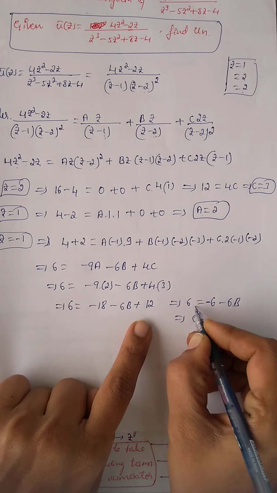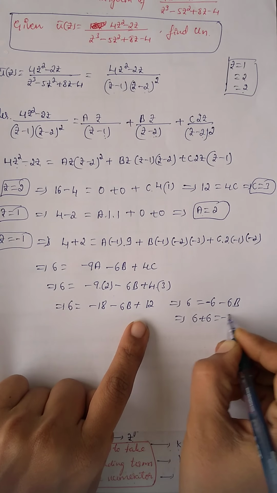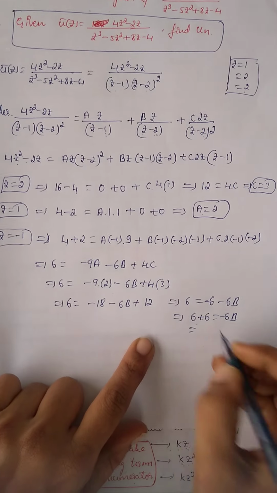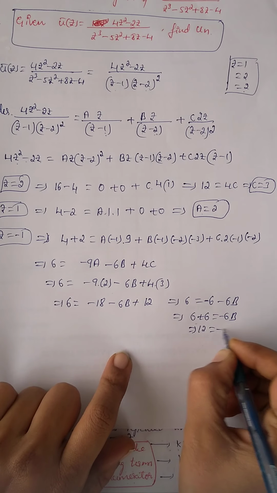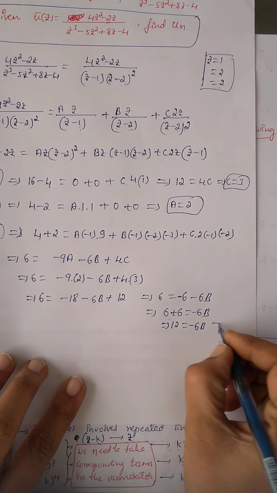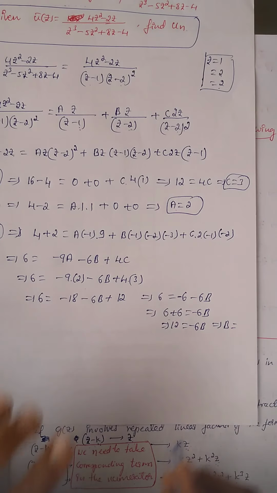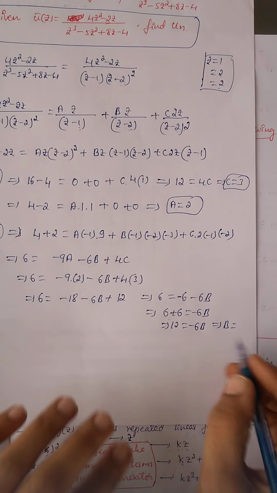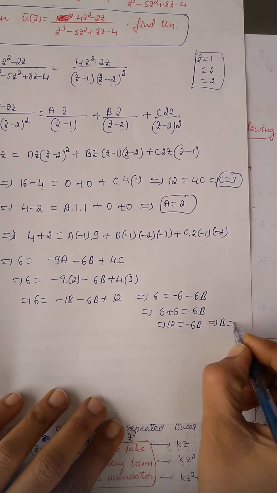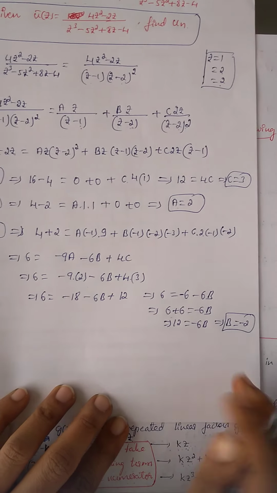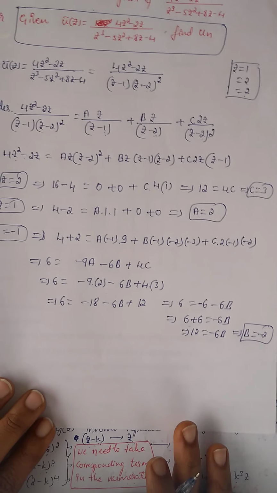Okay, 6 minus 6 transfer this side we get +6 is equal to -6b. 6 plus 6 12 is equal to -6b. This implies b is equal to 6 1s are 6 2s are, and minus transfer this side will get -2. So we get b is equal to -2.